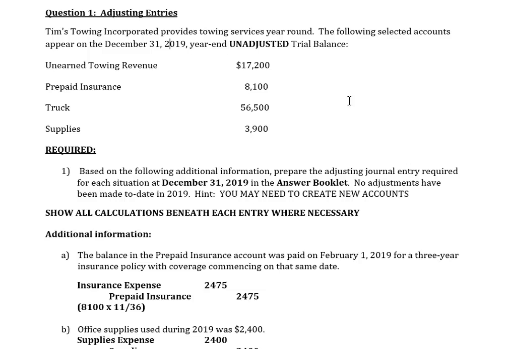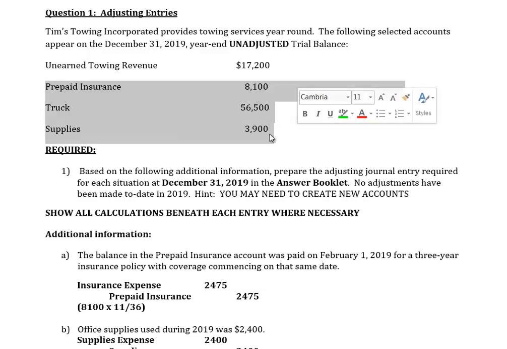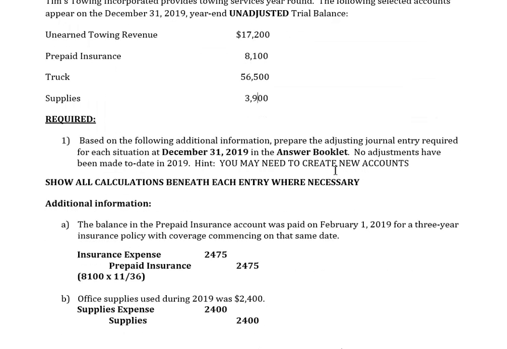They've also got some prepaid insurance. Again, it's important to have insurance on those vehicles, right? $8,100. They've got trucks. Again, you'd need those for towing, and the cost of the truck was $56,500, and the supplies balance is $3,900. So again, you've got a liability here with unearned revenues, and then you've got all these three accounts which are assets, right? And what you need to do is to make adjusting entries, and the hint here is that you may need to create some new accounts.